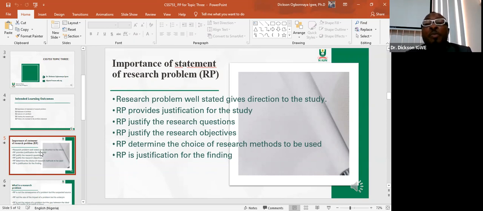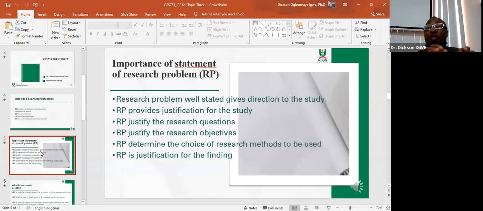A research problem, well stated, gives direction to the study. A research problem provides justification for the study. No doubt, if there is no problem, there will be no need for a solution, which research provides. The basic function of research is to provide solution, and this solution comes on the heel of a problem identified. A research problem justifies the research question.